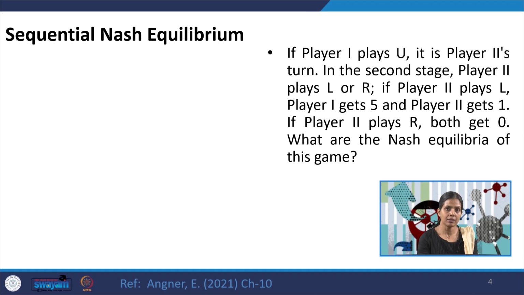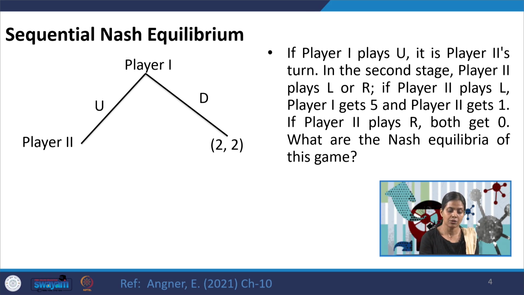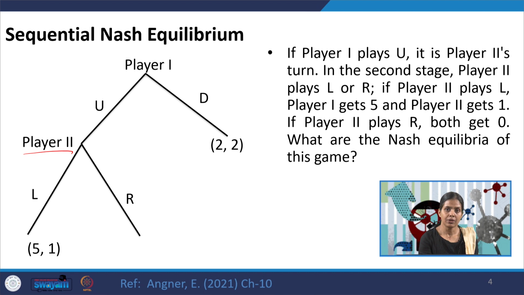If player 1 plays U, it is player 2's turn in the second stage. Player 2 plays L or R. So, if player 2 plays L, player 1 gets 5 and player 2 gets 1. If player 2 plays R, both get 0. So, what are the Nash equilibria of this game?